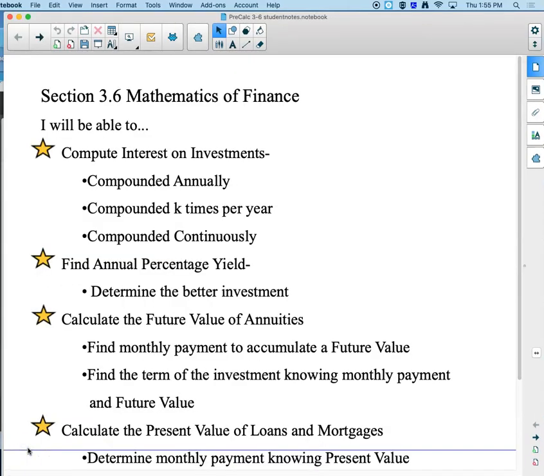Now, 3.6, lots of objectives, and this is all about the mathematics of finance, because you have to be an educated consumer. You want to know what interest should I be getting here. Compute interest on investments, compounded annually, compounded K times per year, compounded continuously.